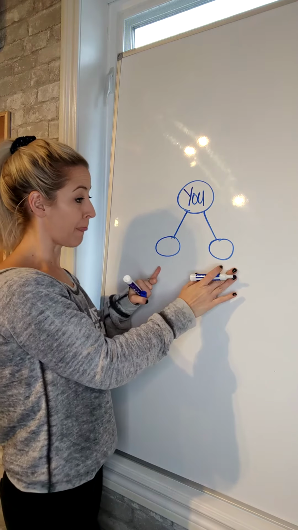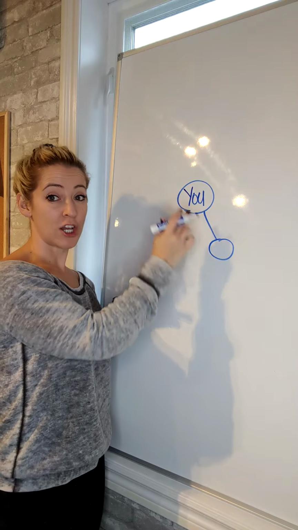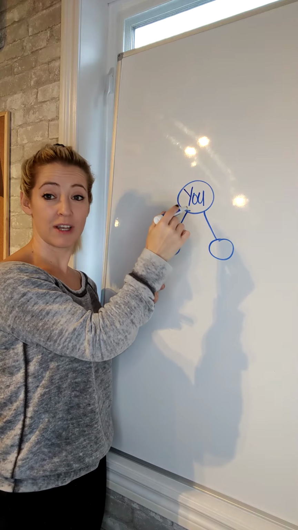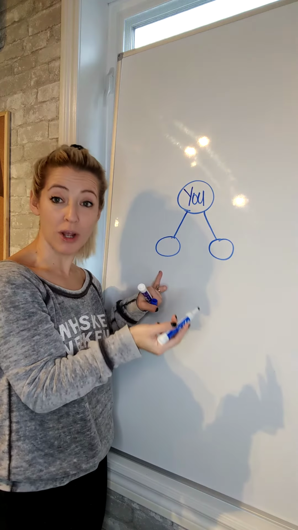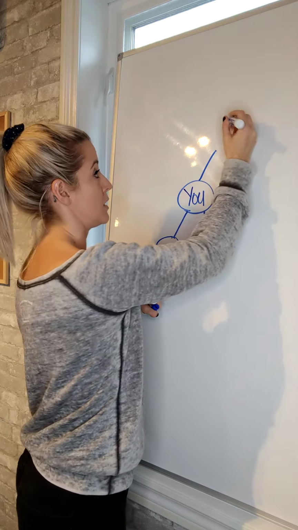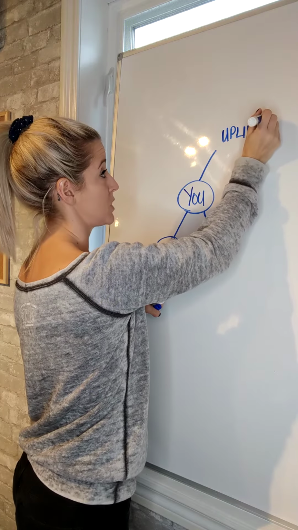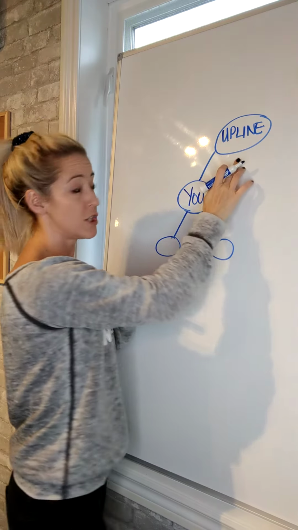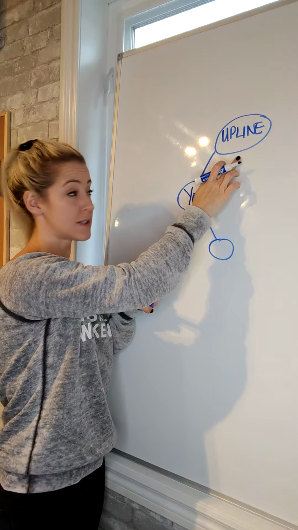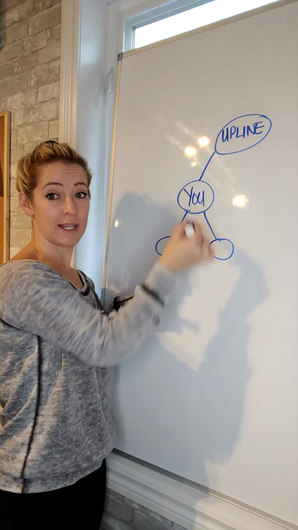It does not matter. Now, the important thing to notice is that you have a left leg and a right leg, but you're also a part of a left leg or a right leg from your upline coach. So let's, for this example, write in, this is our upline. So this is the person that you decided to join with, right? This is your upline coach. And let's say for this example, you are on their left leg.